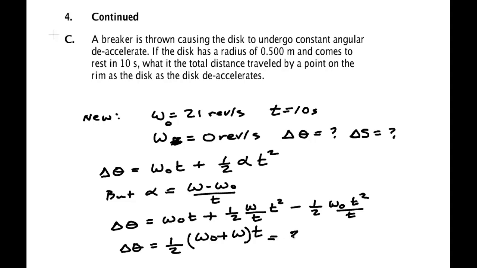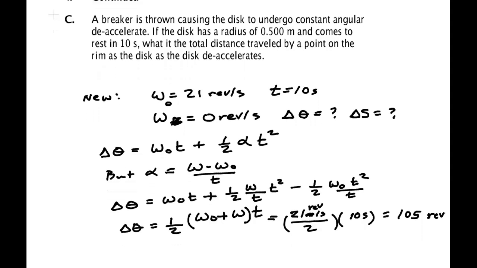I have 21 revolutions per second over 2 times the time, 10 seconds, will give me 105. Is that correct? 5 times 20, 105. That's in revolutions per second. 105 revolutions.